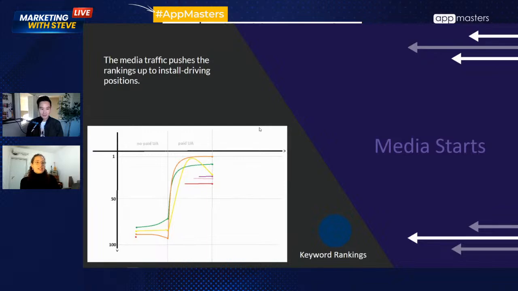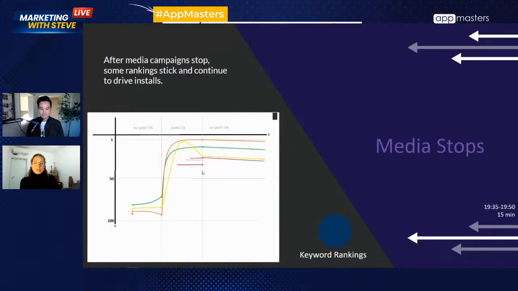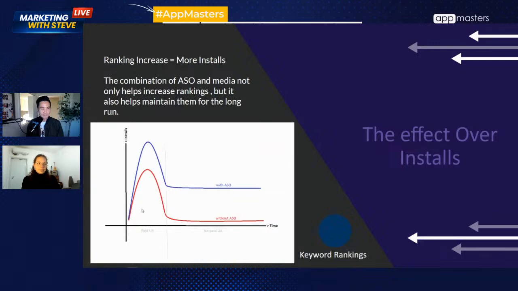And what will happen is this. Okay, we will lose some keywords. Some keywords will decrease a little bit, but we are still way better than we started, and we are getting organic installs. So what it looks like on the installs side is this.